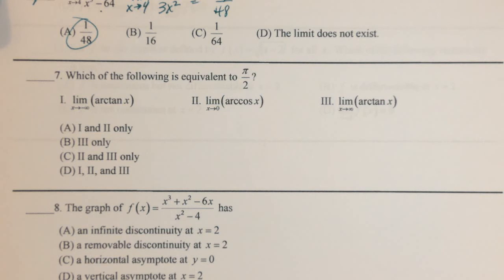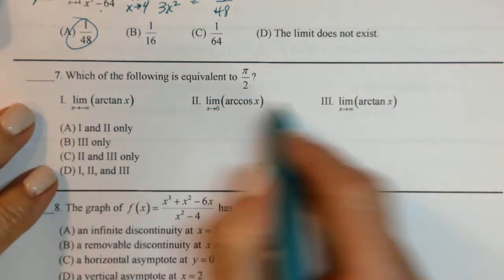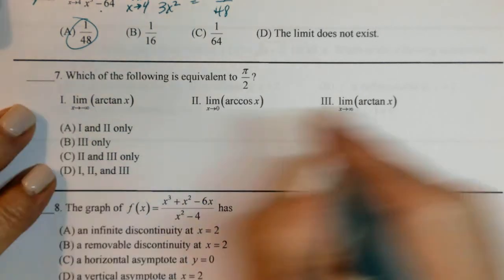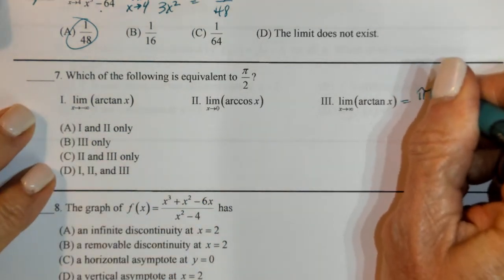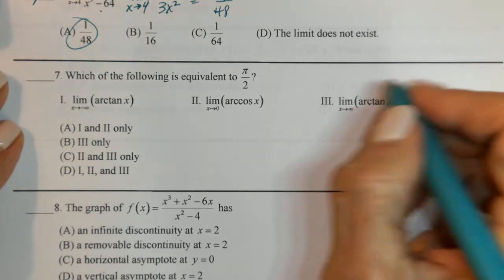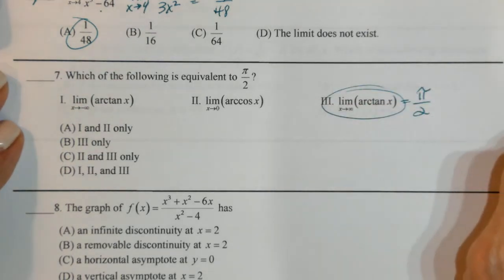Okay, which of the following is equivalent to pi/2? So, I see these, I see the arctans. Which of those is pi/2? This is one that I need you to know. We've been doing this since the very beginning of school. I need you to know that the limit as x goes to infinity of arctan is pi/2.